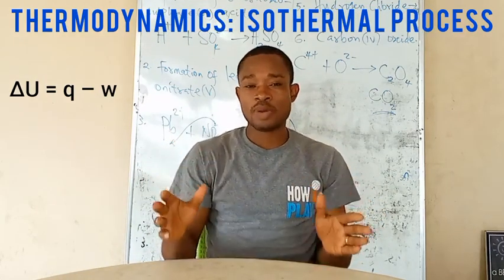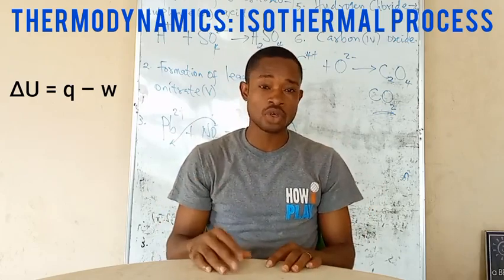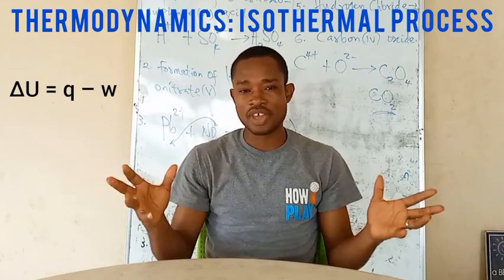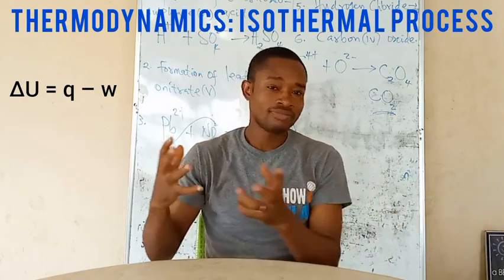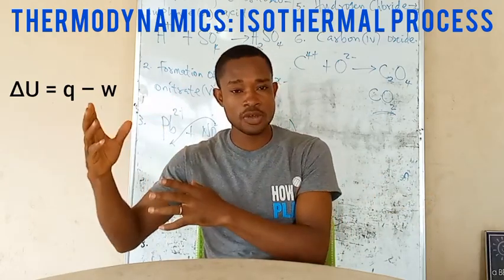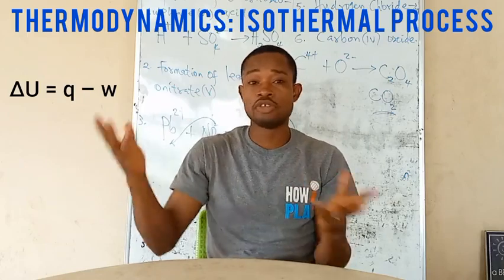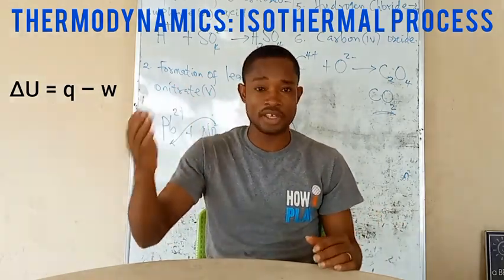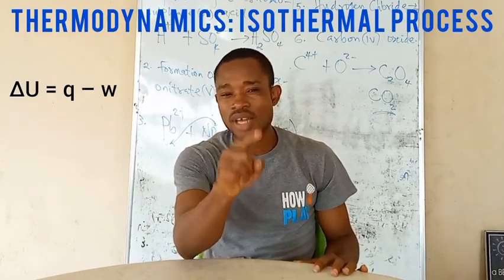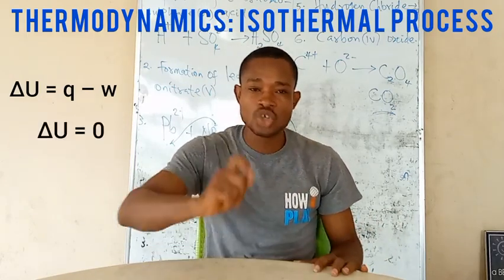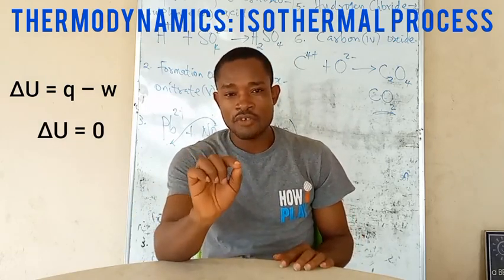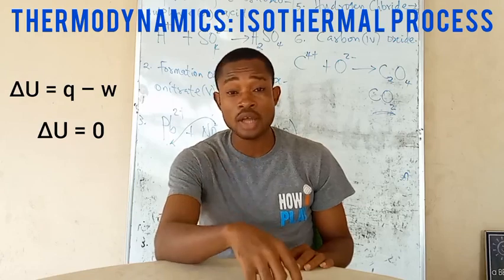Alright, friends. Having explained this concept about isothermal process, it is now time we quickly look at the application of first law to isothermal process. Remember the equation delta U equal to Q minus W. If you don't want to use U, you can use capital E. Delta E equal to Q minus W. Delta U in isothermal process is equal to 0. Take note of that, pen it down. Delta U, change in internal energy for an isothermal process, is equal to what?